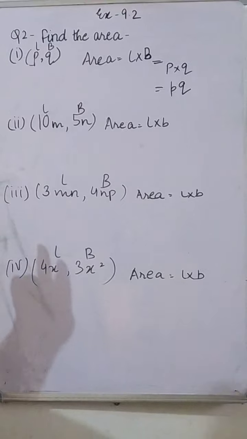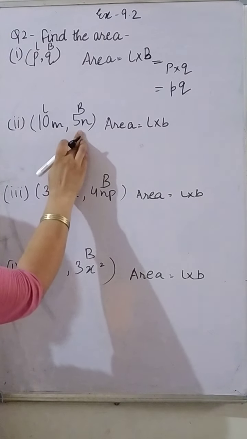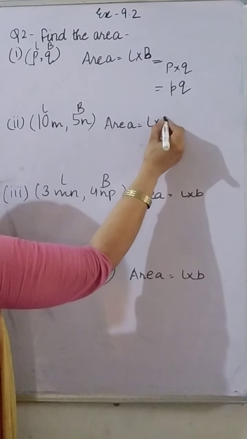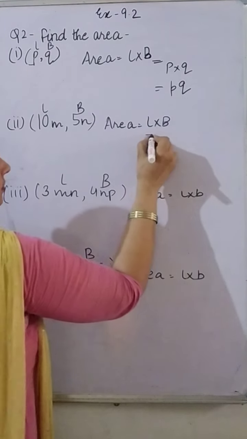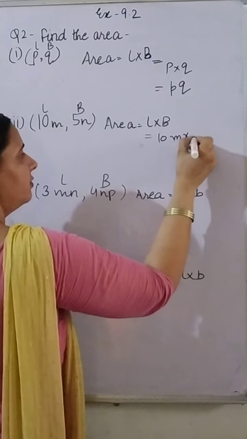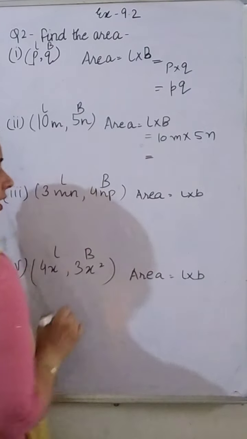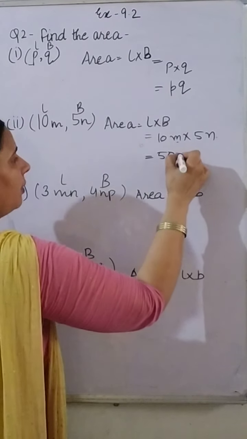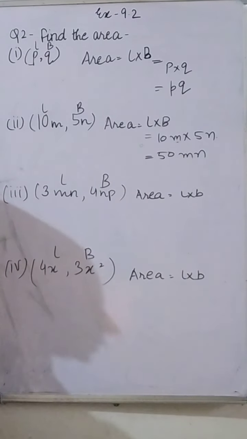Here next, 10 m into 5 m. Area is length into breadth. So it will be 10 m into 5 m. Now multiply 10 into 5, 50, and m into m is m square.